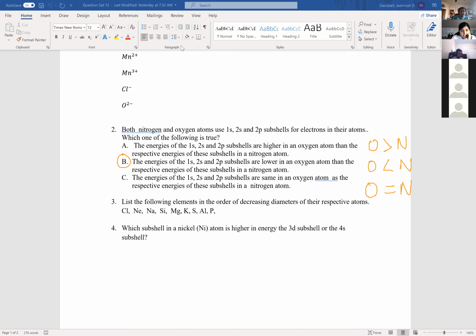Okay, so now we're doing decreasing diameters, or you can think of it as decreasing atomic radius, right? Similar measurement. So which of these has the largest atomic radius?